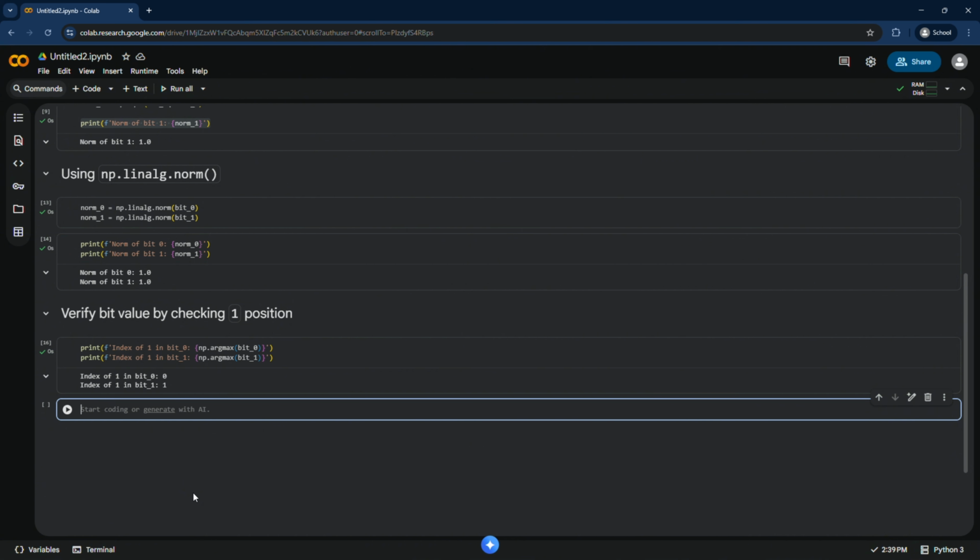So that's the whole lab for today. We created vectors for classical bits, printed them, computed their norms manually using the distance formula, checked the norms using NumPy's built-in method, and finally confirmed how the vector's 1 position directly encodes the bit value.